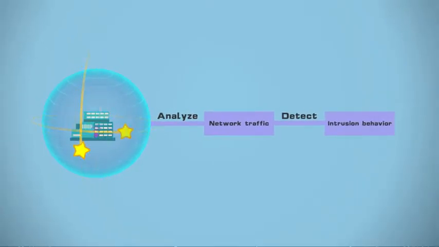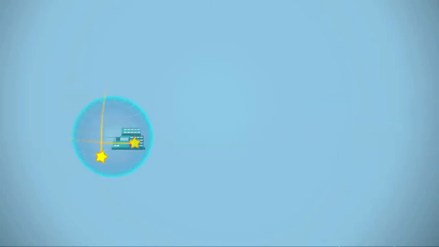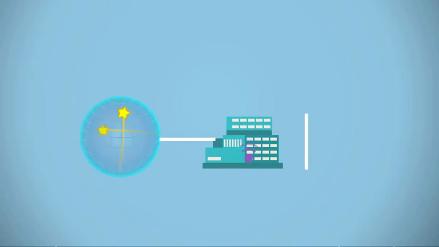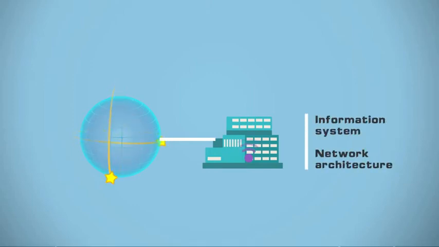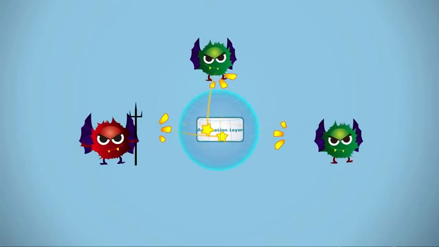IPS detects intrusion behavior such as buffer overflow attacks, Trojan horses, and worms by analyzing network traffic and terminates the intrusion behavior in real time through its response methods. This protects enterprise information systems and network architectures against intrusions.